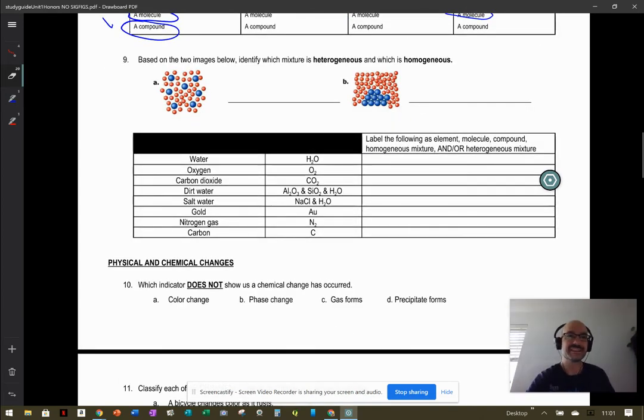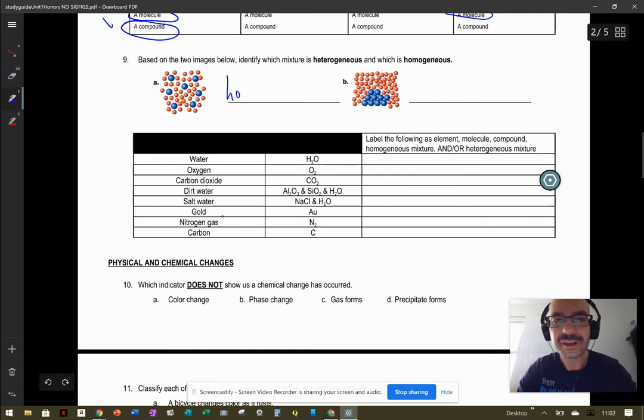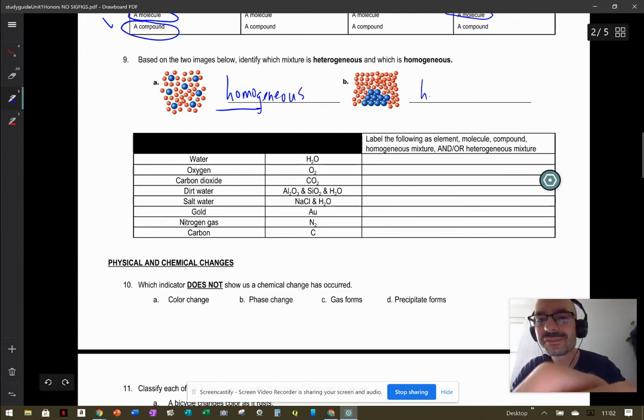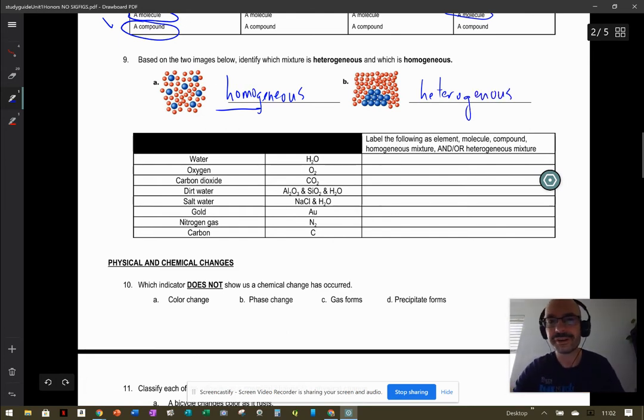So for number 9, it says, based on the two images, identify whether they're heterogeneous or homogeneous. Homogeneous is usually an evenly mixed mixture, of course, so you can't see the different phases. Salt water is a good example of a homogeneous mixture, and this one, A, is a homogeneous mixture. Just remember homo meaning same, that it looks evenly spread throughout. So then this one is heterogeneous. An example of a heterogeneous mixture would be like oil and water.